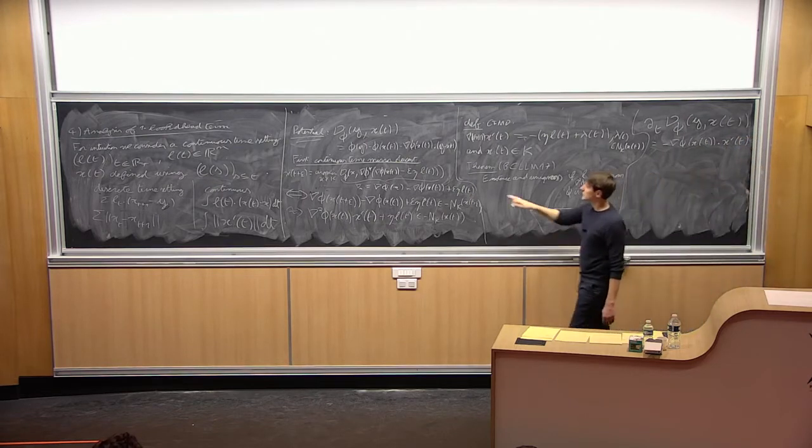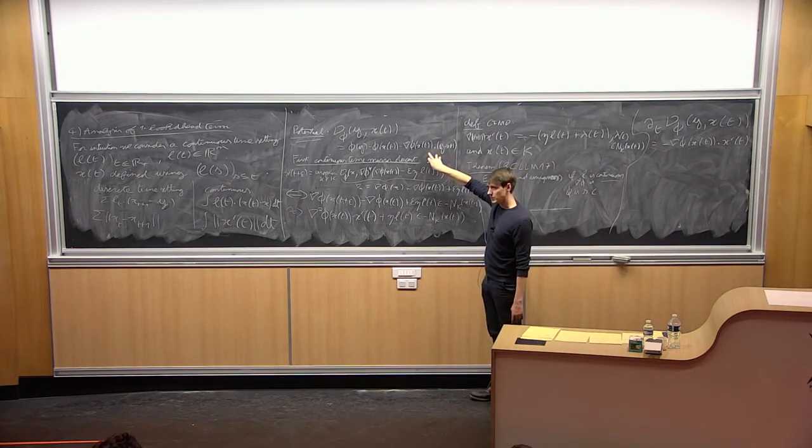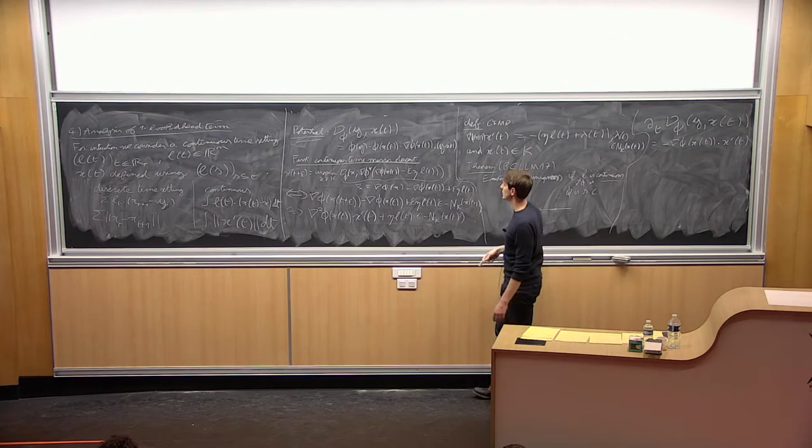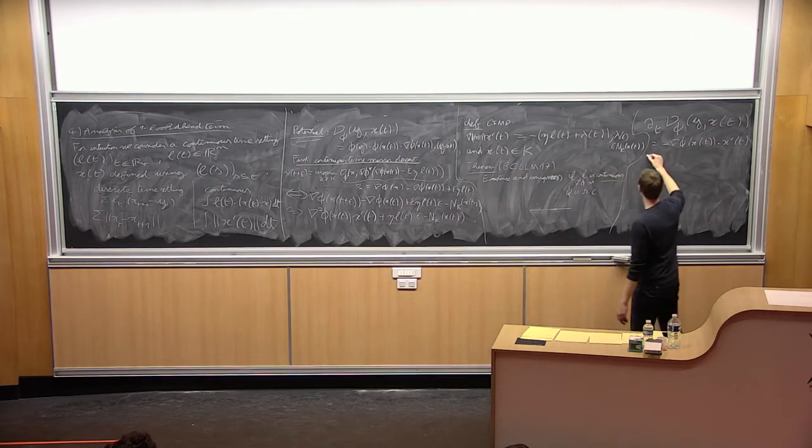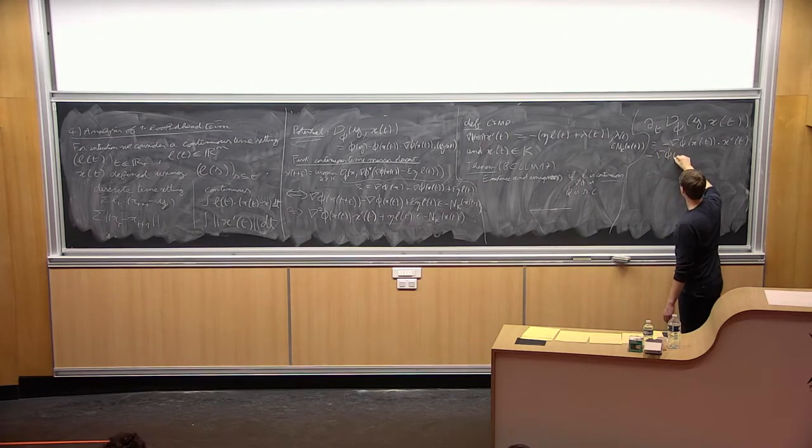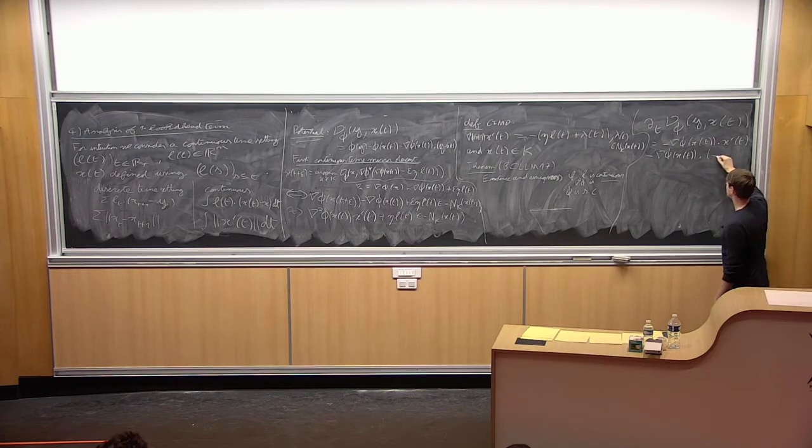When I take the derivative with respect to this term, it's a product. I have to take the derivative with respect to the first term, and then another term is taking the derivative with respect to the second term. Let me start with the derivative with the second term. So I get minus grad phi of x t dot, and here what do I get? I get minus x prime of t.